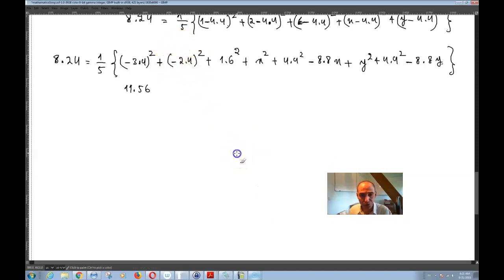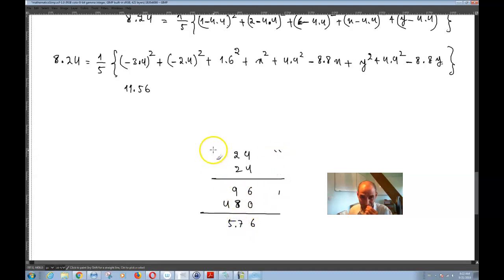Next you have 2.4 squared. So 24 times 24, 2 decimal places. 4 times 4 is 16, carry 1. Then 8, 9, 0. 2 times 4 is equal to 8. 2 times 2 is equal to 4. They have 6, 7, and 5. 2 decimal places, 5.76.